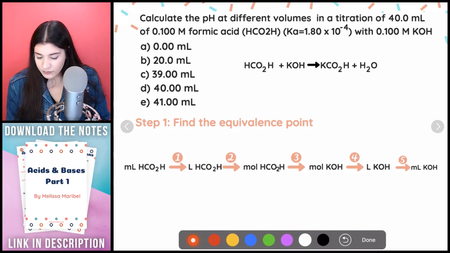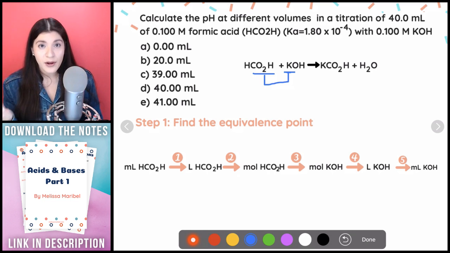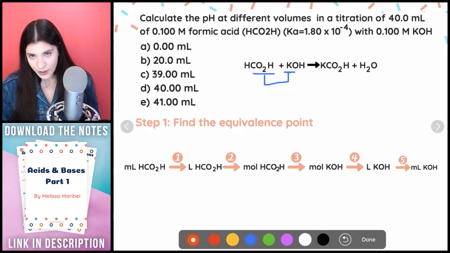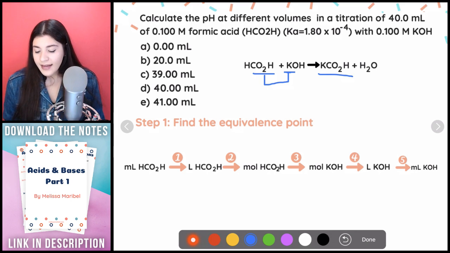Okay, so let's find our equivalence point, and actually let's find our balanced equation first. All I did was combine our formic acid, which is here, and our strong base, KOH. Essentially what's going to happen is CO2H and potassium are going to combine. Potassium is going to be first because that's the metal; we want our metal, then our nonmetals. So that's where we get this first salt. And then next we would have water, so H and OH would then form water. So far that's what we have.